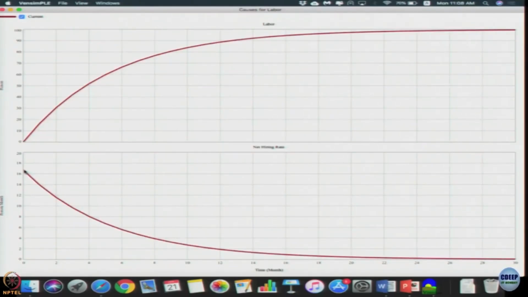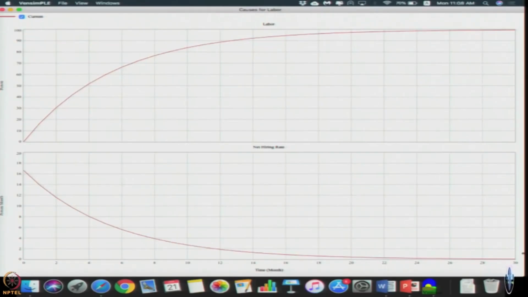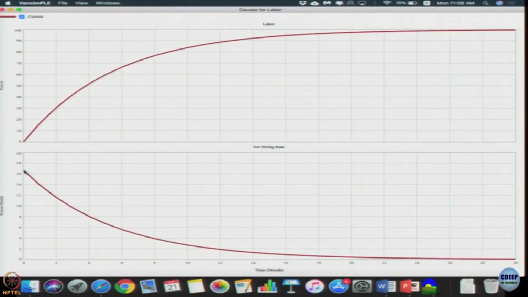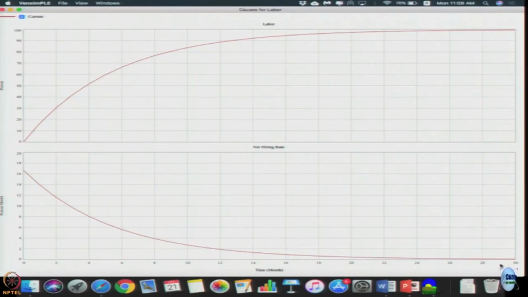Unlike your exponential growth systems, in this the net hiring rate is going to keep falling exponentially. It starts at around 16.5 and gradually comes down to 0. This is expected because at equilibrium the net hiring has to be 0, because once you reach the goal you do not need to do any further hiring. The goals are remaining constant.